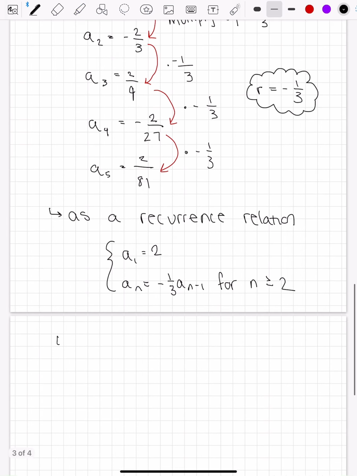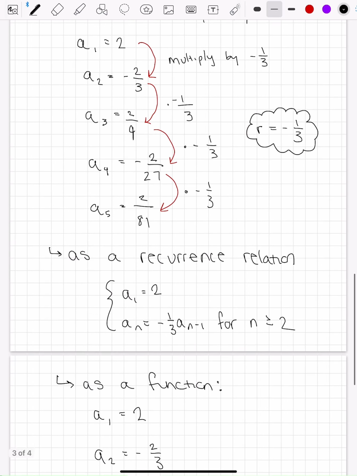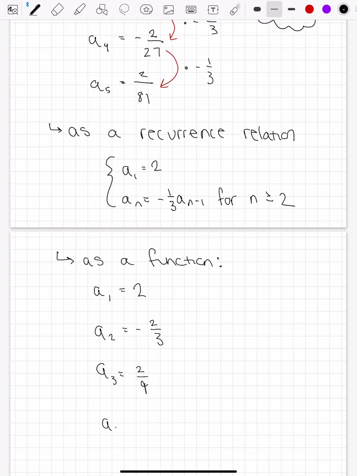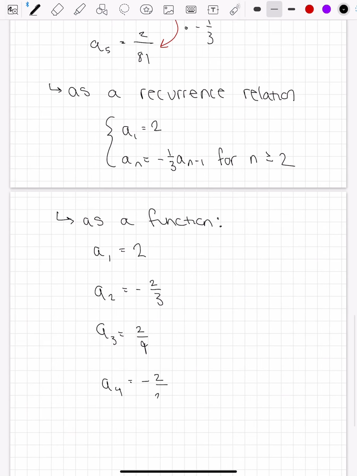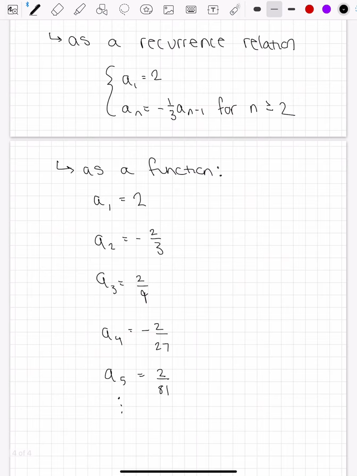And then as a function, it's going to be a little bit more difficult. So again, let's write out our terms just because I don't want to keep scrolling back and forth. So a1 is 2, a2 is negative 1/3 times 2, which is negative 2/3, a3 is 2/9, a4 is negative 2 over 27, and a5 was 2 over 81, and we stopped there, right? It keeps going, but we hope we can determine the patterns with at least the first 5 terms.